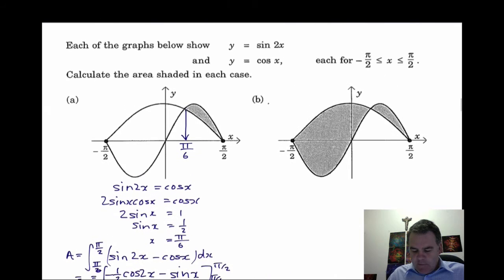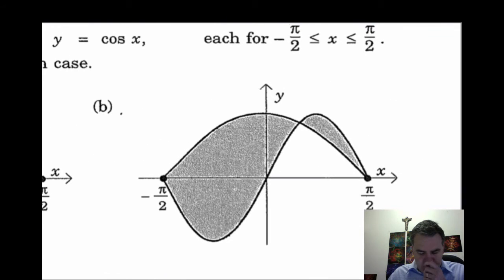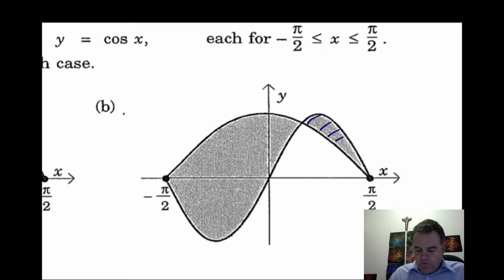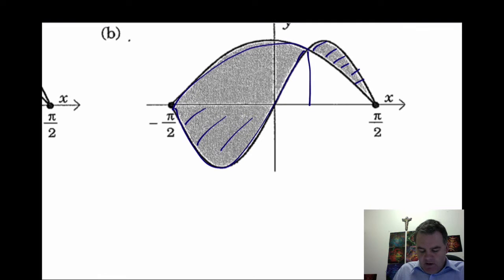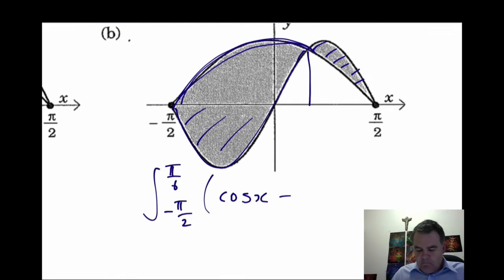Now if we wanted to do part B here, we've already got that area there, we've just worked that out. The nice thing about this method is that it doesn't matter if the area dips below the x-axis here, as long as you just say the top curve minus the bottom curve, you'll still get the correct answer. So to work out the area between pi over 6 and negative pi over 2, in this case the top graph, the one that's on top, is the cos graph.